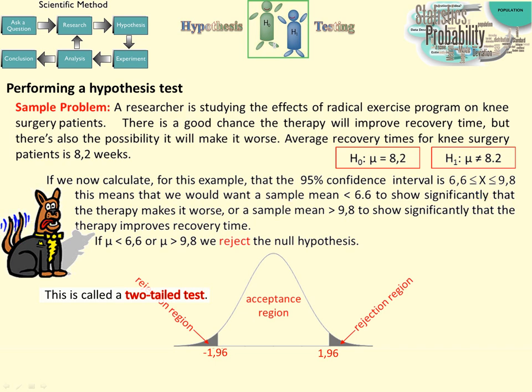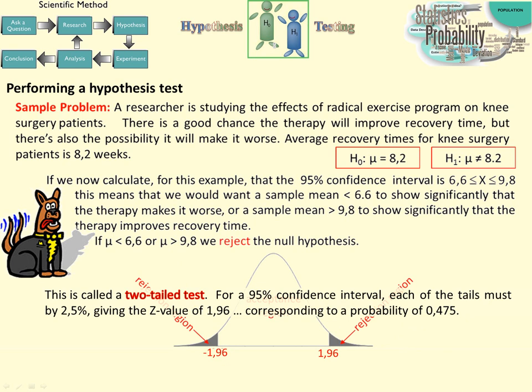It has two tails because you're either looking at less than or above. So when we're doing a 95% confidence interval, we need 5% outside, so we take 2.5% on each side. So we've actually taken 97.5, which gives a z value of 1.96.